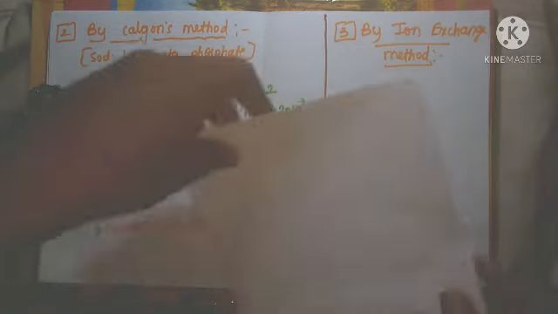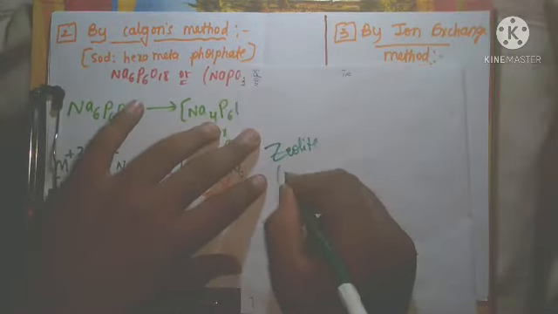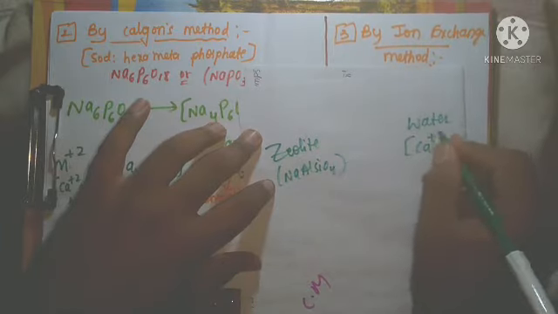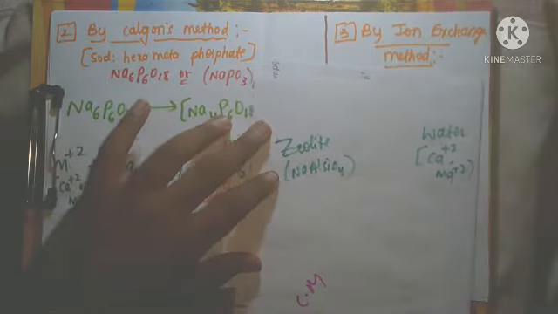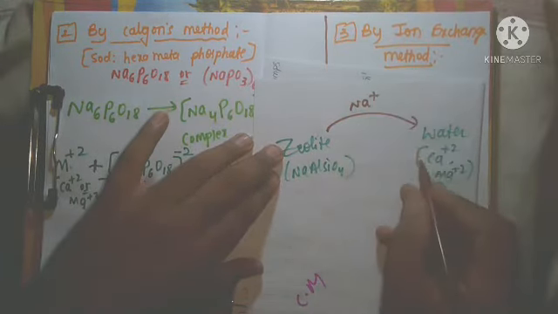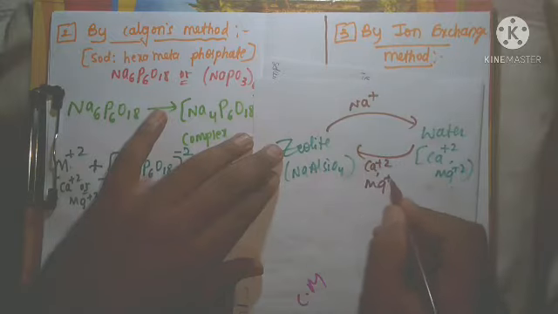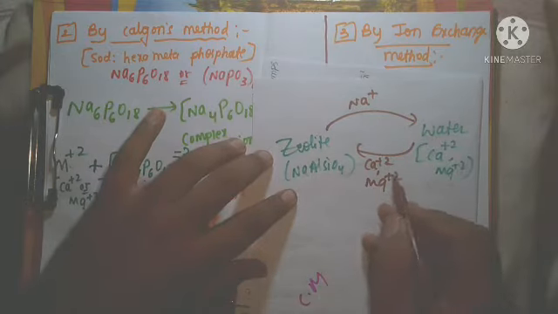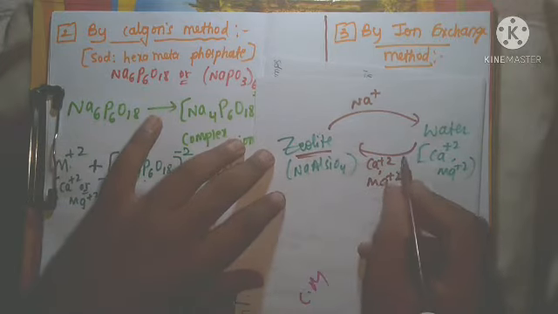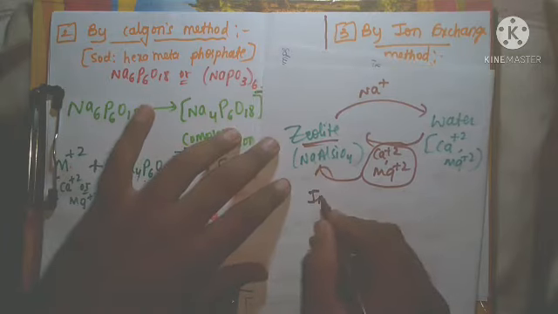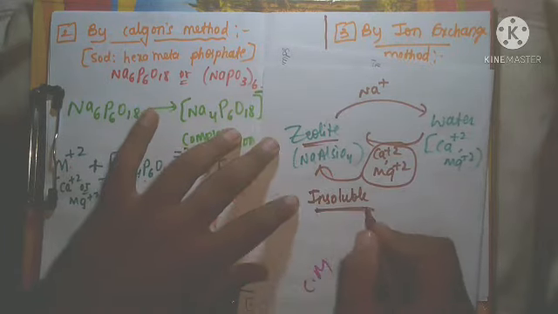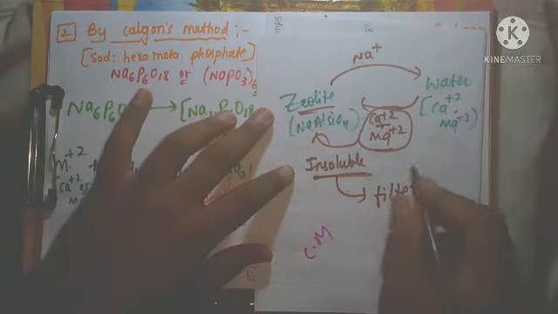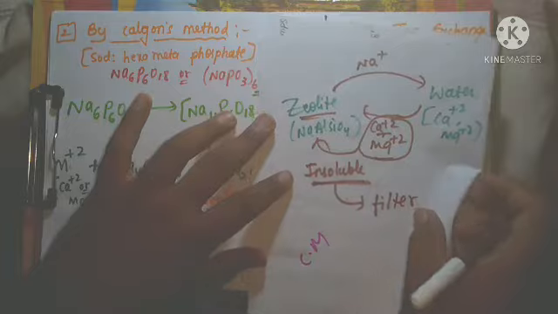Now, just check. Once again, I will explain here. Zeolite. What is the formula? Yes, sodium aluminium silicate. Next, water. It is hard water, means it contains Ca plus 2 ions, Mg plus 2 ions. Now just check what happens. This zeolite gives Na plus ions to the water, and water gives Ca plus 2 or Mg plus 2 ions to the zeolite. When this zeolite takes all the Ca plus 2 and Mg plus 2 from the water, it will become insoluble, containing calcium and magnesium. Now if you filter it, indirectly you have removed the calcium and magnesium from the water, and you will get the soft water. That is called the ion exchange method.